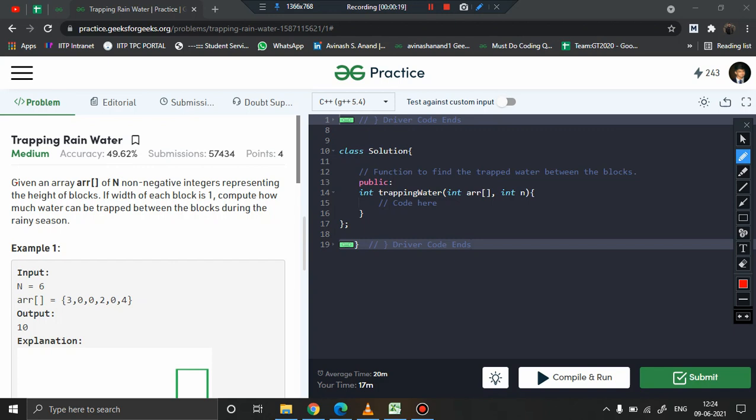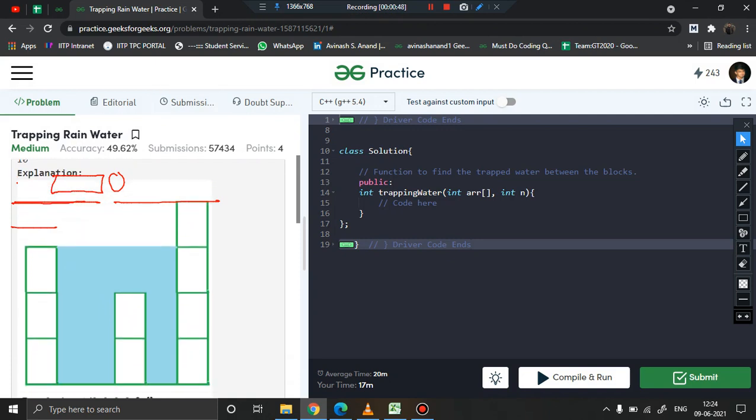So what basically is the problem? Here the problem says that we are provided with an array ARR. The size of the array is n, and the elements in the array represent the heights of blocks. The width of each block is by default 1. Assuming that, we have to compute how much water can be trapped between the blocks during the rainy season. To get more intuition behind the problem, you can just go through this example.